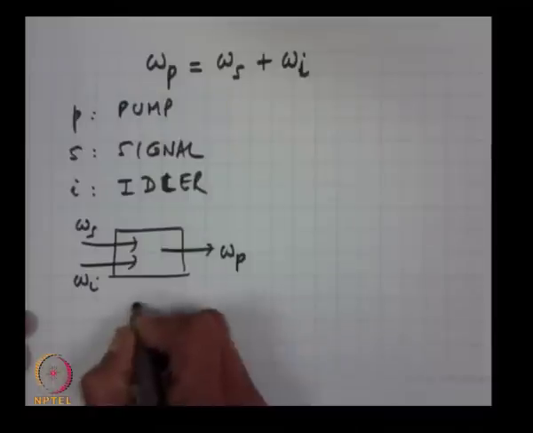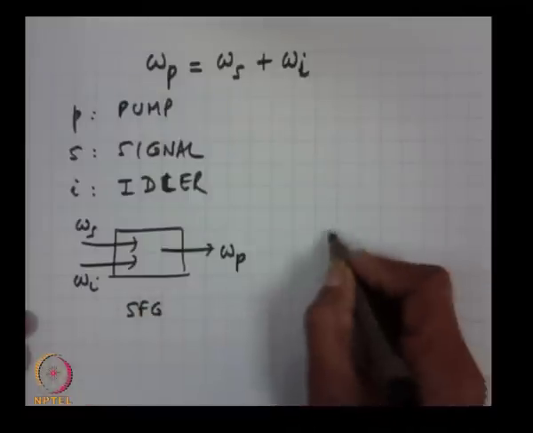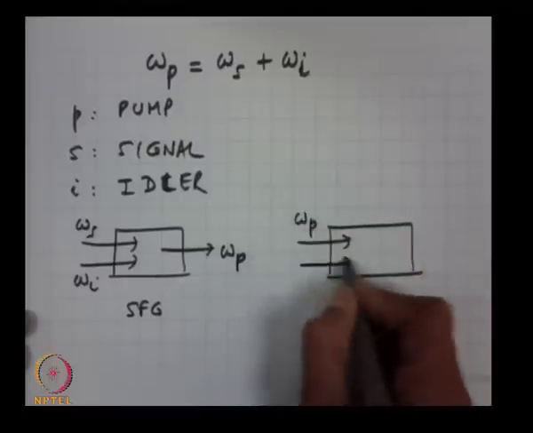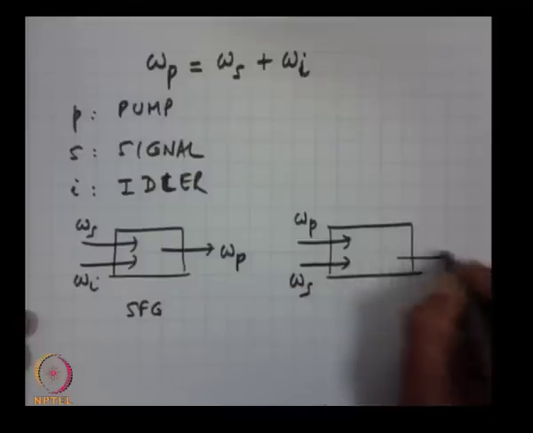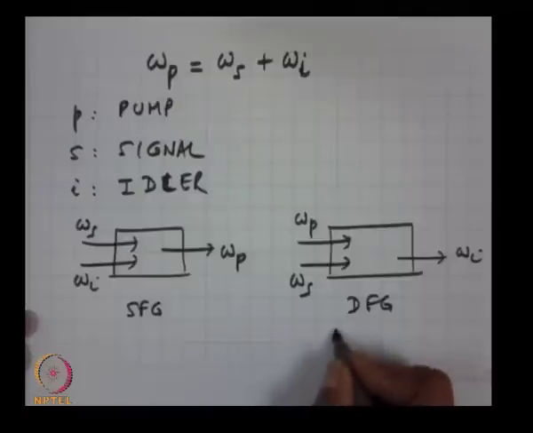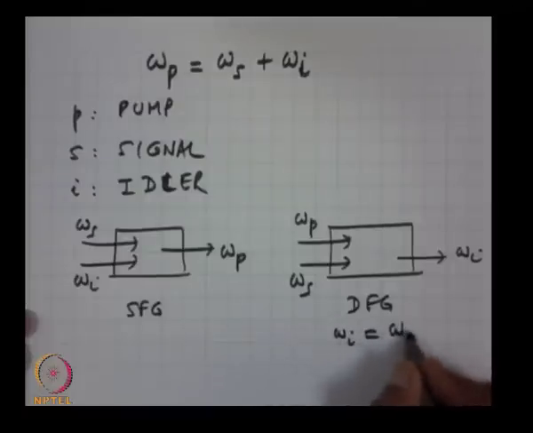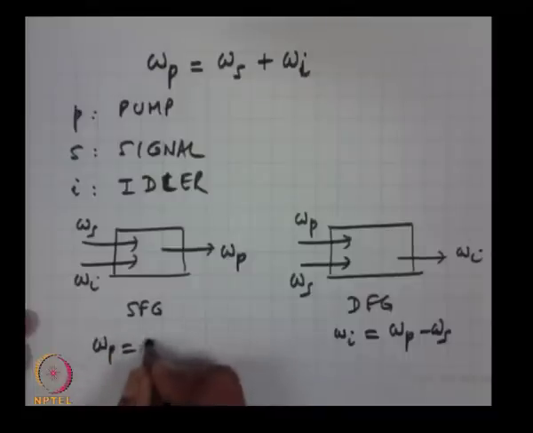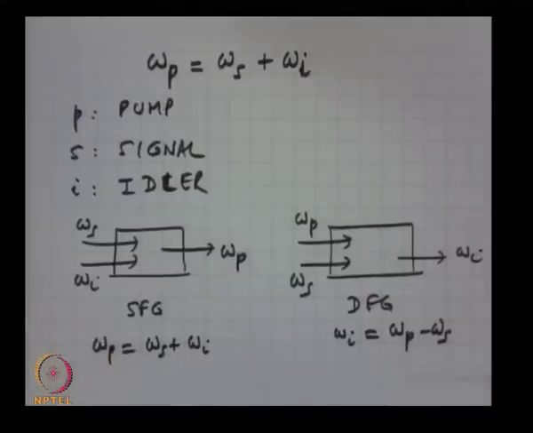This is sum frequency. If I want to look at difference frequency generation, I will have omega p and omega s generating omega i, and this is difference frequency. So, omega i here is equal to omega p minus omega s, and omega p here is the same equation, omega s plus omega i. This is just to make it a little self-consistent.